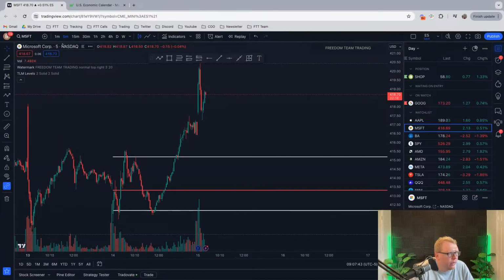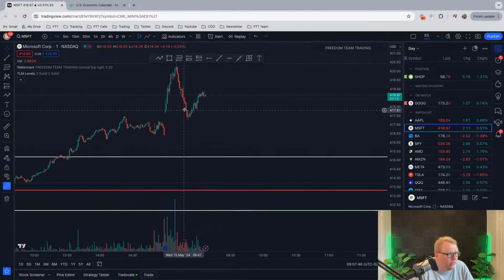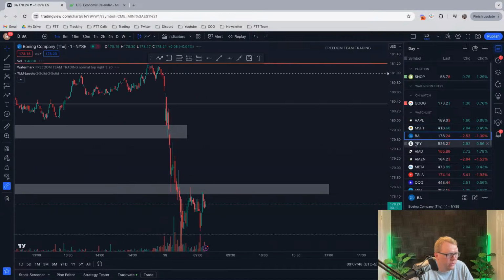See, Microsoft kind of did the same thing, except we never had a lower high, but we didn't really hit demand. Ignore that.